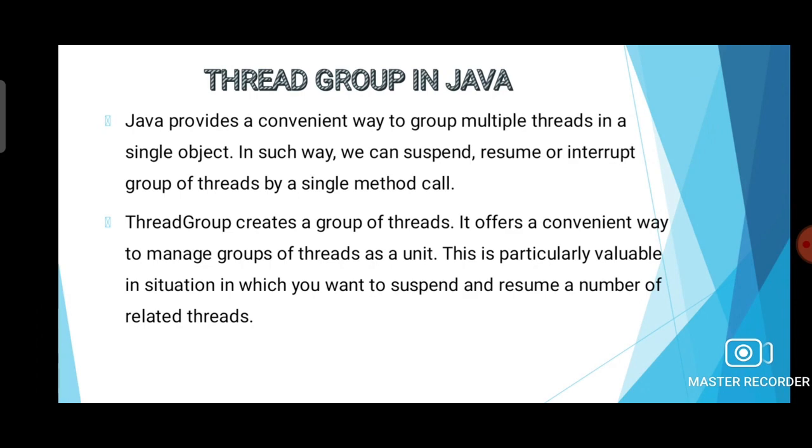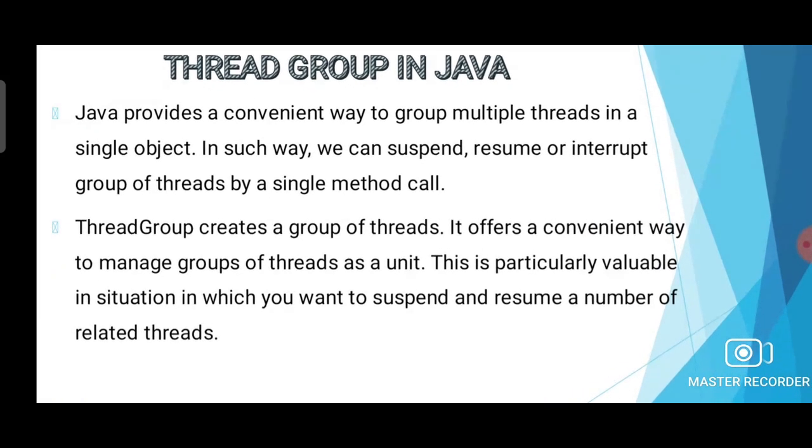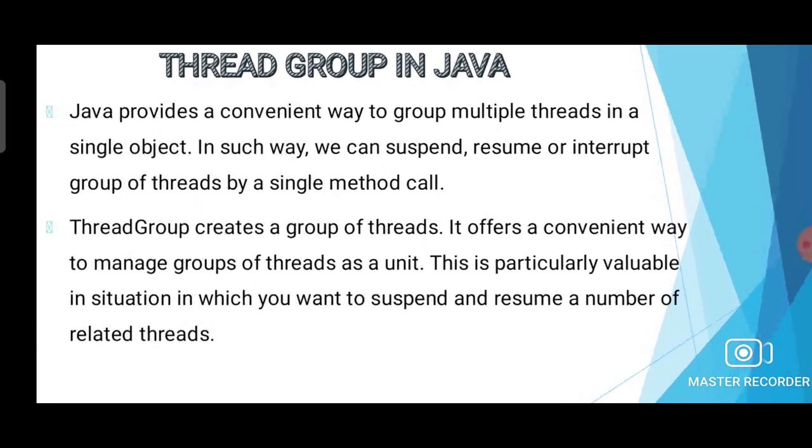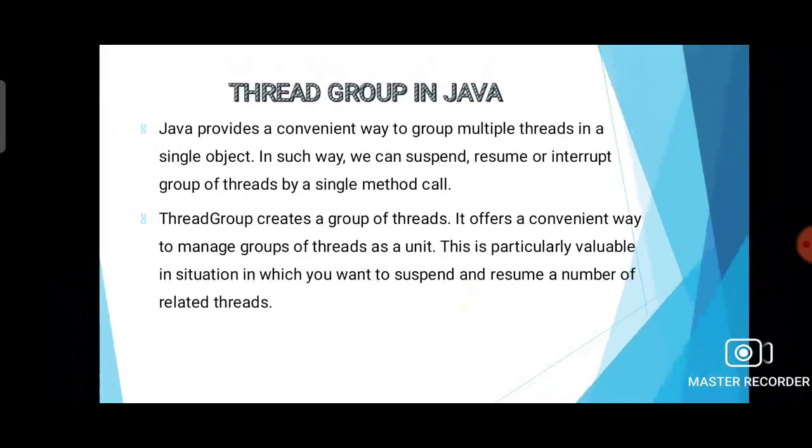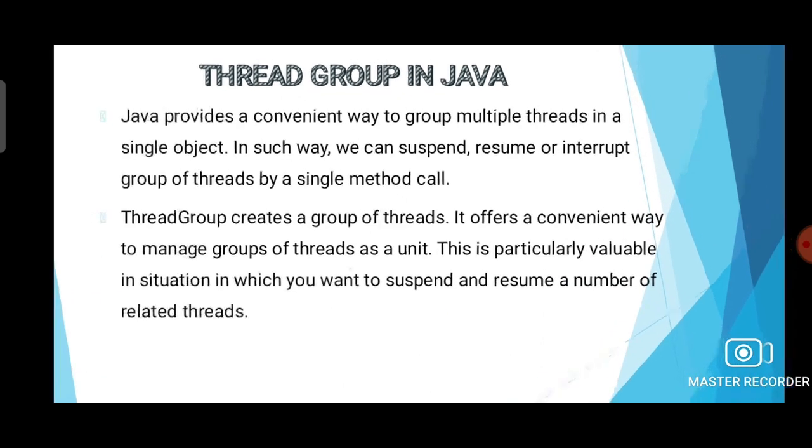Java provides a convenient way to group multiple threads in a single object, so that we can perform some common operations on the group of threads with the help of the single object and by calling a single method. So thread group is the mechanism by which we can group many threads under a parent thread. This is particularly valuable in situations in which you want to suspend and resume a number of related threads.